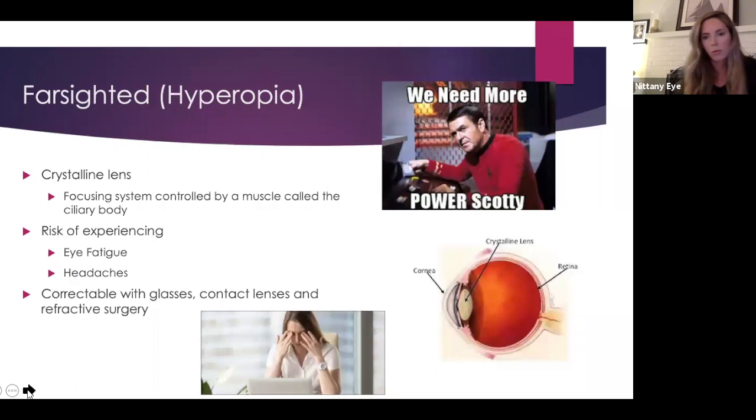Again, this is correctable with glasses, contacts, and refractive surgeries, and oftentimes, at the very least, we try to do reading glasses to take that strain off of you when you're focusing up close. So people can compensate a little bit for their farsightedness with that crystalline lens in the eye, but it leads to a lot of eye strain and issues.